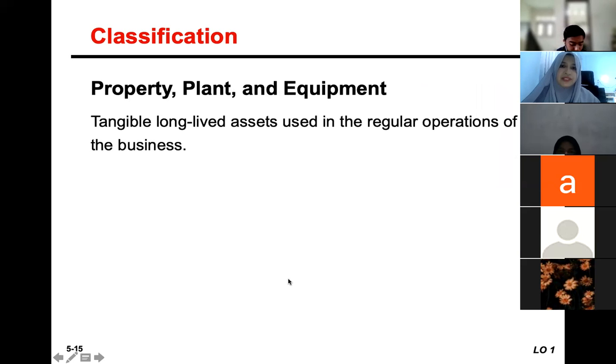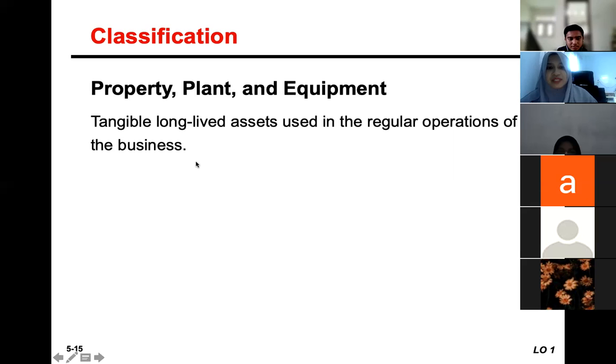Okay, property, plant, and equipment, or PPE, are tangible. Tangible means it is in existence. It can be seen, it can be touched. It is used in the regular operations of the business. What about the asset that we don't use in the regular operation of the business? Where do we include that? Just a checking question. Anyone?